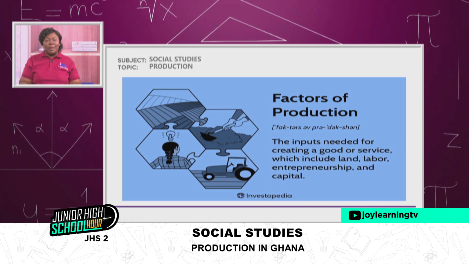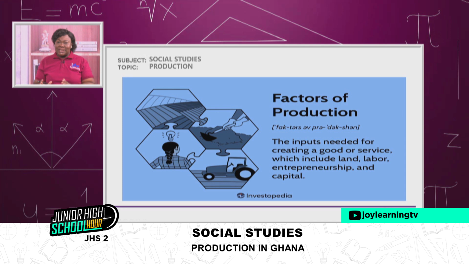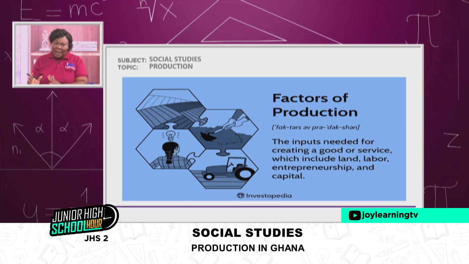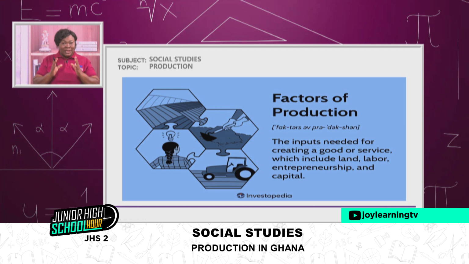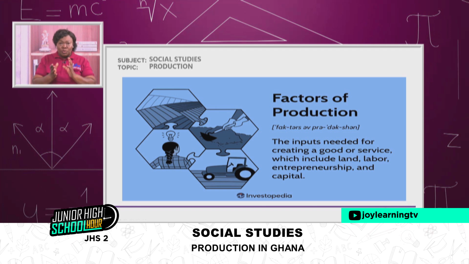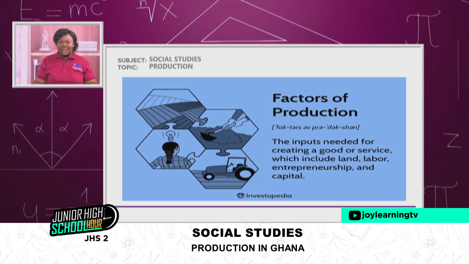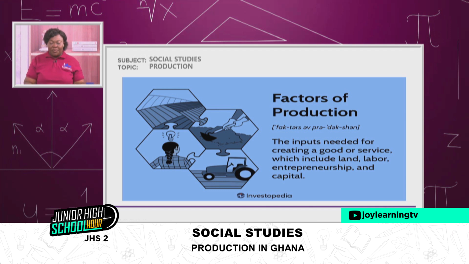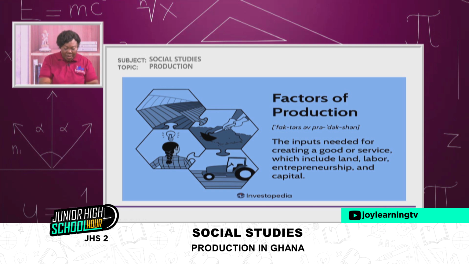Now, we cannot talk about production or types of production without factors of production. I'm just going to flip through this, but I will not touch on the factors of production because that's not actually what we are doing. But I need to bring it in for you to have an idea about what factors of production can do in the topic production. So the inputs needed for creating goods and services, which include land, labor, entrepreneurship, and capital, they are keywords that are necessary in production.